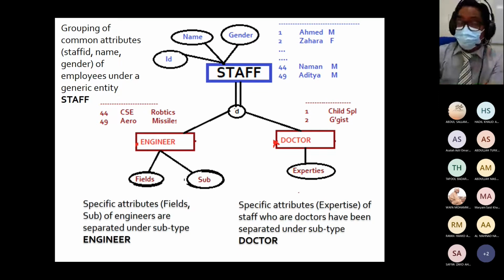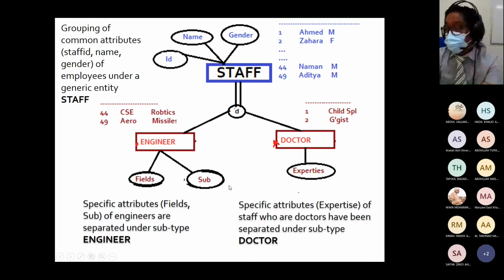And then from the scenario itself, it was also mentioned that each one of them might have their own specific attributes. That's why you see the doctor only has one attribute, expertise. The engineer will have only fields and sub. These attributes are only intended for their specific specialization, like the nature of the job. So, because we know that these attributes connecting to those low levels are considered to be subclasses, we don't need to put this expertise in the generic staff entity, right?